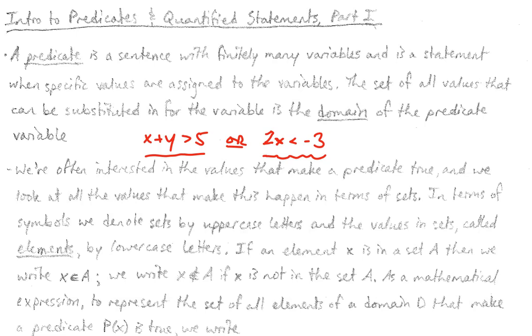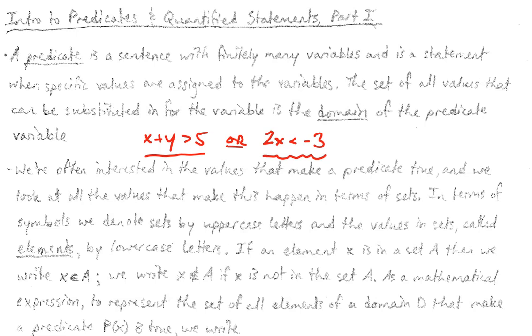In terms of symbols, we denote sets typically by uppercase letters. Commonly, capital A, capital B, capital C, capital D, also capital S. Those are the most common letters that we typically use. But ultimately, it doesn't really matter what you call them. And the guys in these sets, these things that are making up the set, these are called elements, we typically denote these guys by lowercase letters.